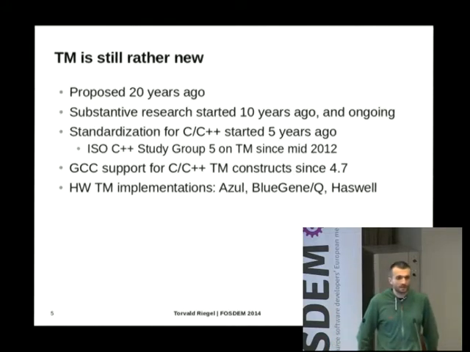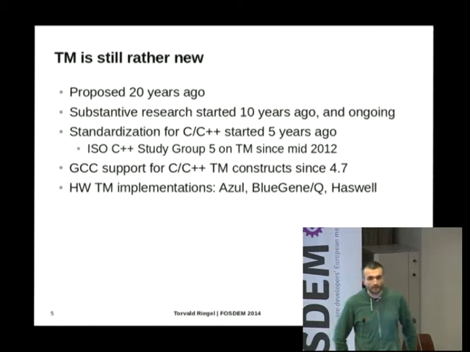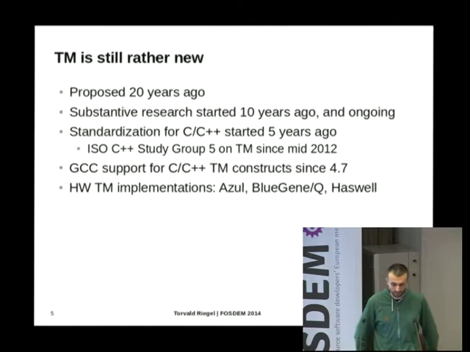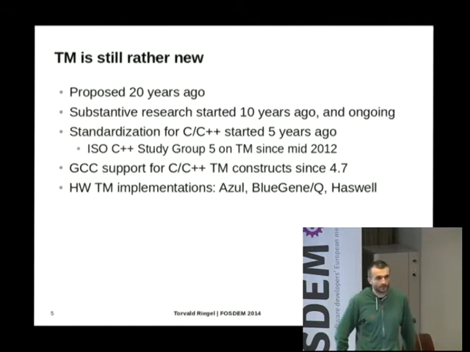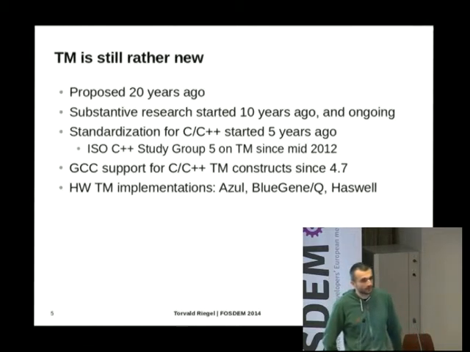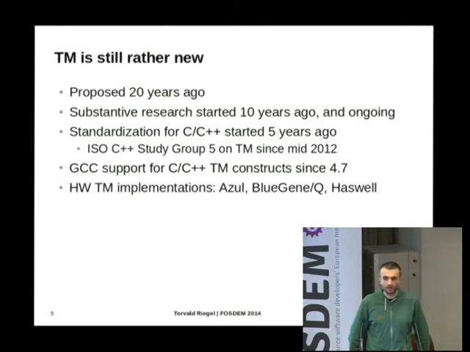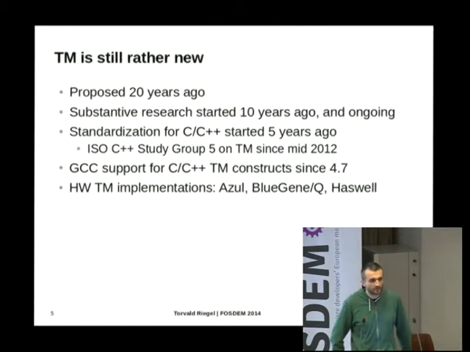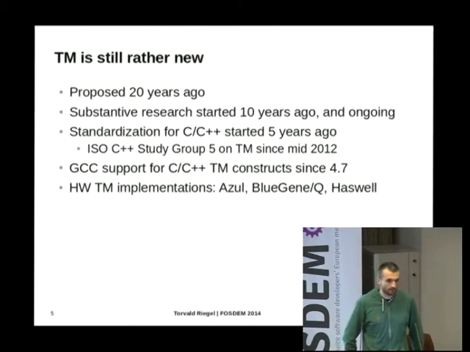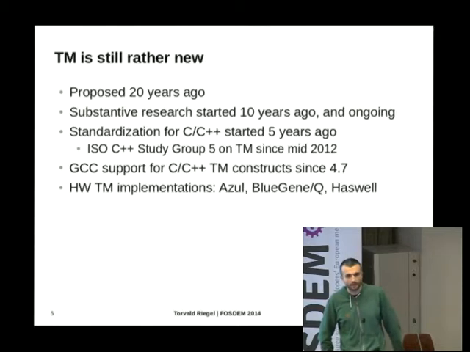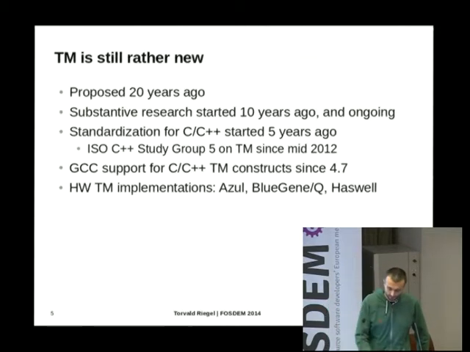Standardization for C++ started about 5 years ago when people got together informally, and we have had an ISO C++ study group since mid-2012. There's GCC support since version 4.7, and we're finally also getting real hardware TM implementations out there. Azul has been out there for a longer time, but special purpose, arguably. Blue Gene kind of like it, and the first real mainstream CPU that has transactional memory hardware on it is Intel's Haswell, right? If you have a new laptop, you actually might have it, or a new workstation with that chip.